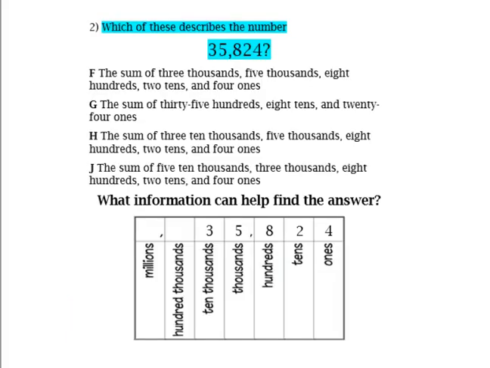What information can help find the answer? Well, in order to find the answer for this problem, it would be great for us to have the place value chart, which is below. And it shows from the millions all the way down to the ones. Once we place our number in the place value chart, we see that the 3 is in the 10,000s column, 5 is in the thousands column, 8 is in the hundreds column, 2 is in the tens column, and 4 is in the ones column.